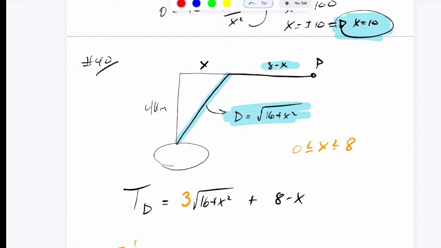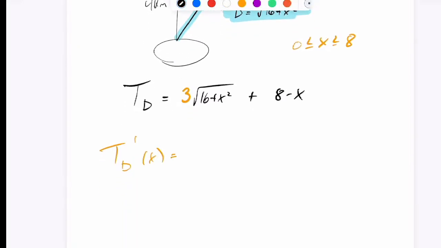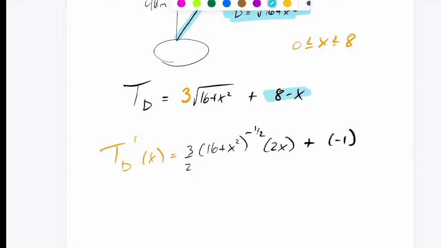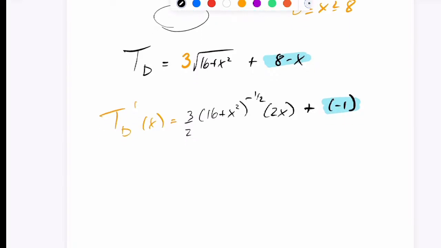Good. Okay. So I'll take my derivative. So this will be what? 3 over 2, 16 plus x squared to the minus 1/2, and then the derivative of the inside is 2x. And then plus negative 1, the derivative of 8 minus x is negative 1. And this, I dropped down the half, subtracted 1, and took the derivative of the inside.